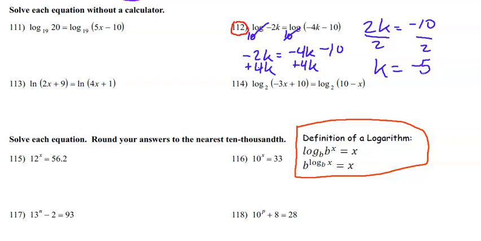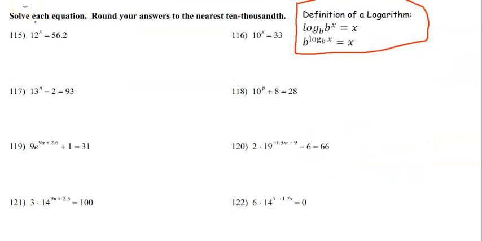Now, before you say that that is the answer, you need to plug it back in and see if you get a real answer. So negative 2 times negative 5 is a positive 10, so that will work. Negative 5 times negative 4 is 20. 20 minus 10 is 10. So that's the same thing. If you ever got a negative inside of a logarithm while you're checking your answers, that would be an extraneous solution, and you would not include that as your solution. You would write that and note that it's extraneous, though.